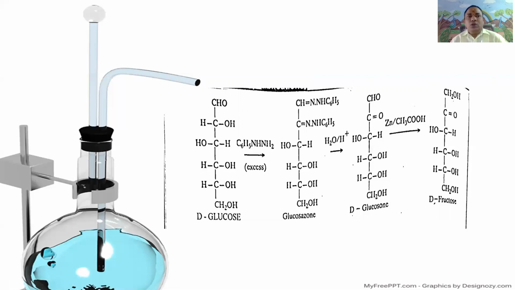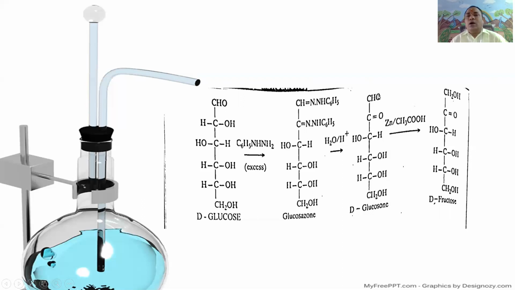This osazone on acid hydrolysis gives osone. This osone contains two functional groups, an aldehyde as well as a ketonic group, that is CHO, C double bond O, CHOH, CHOH, CHOH, CH2OH. It is called osone of glucose, glucosone. This osone undergoes partial reduction with zinc in acetic acid.